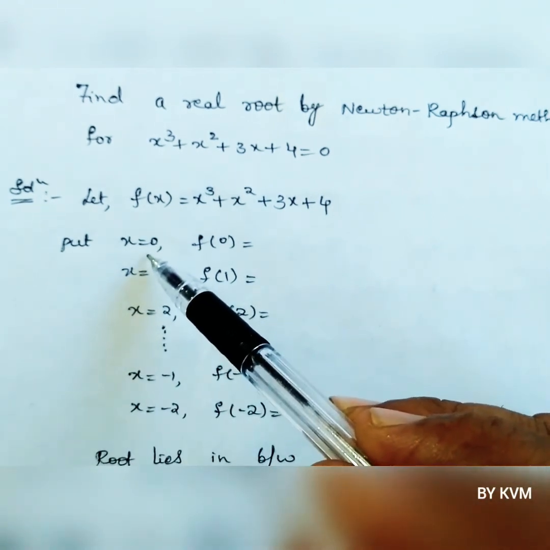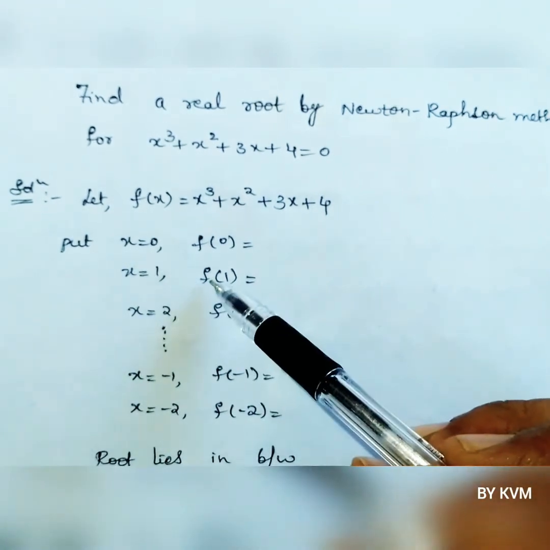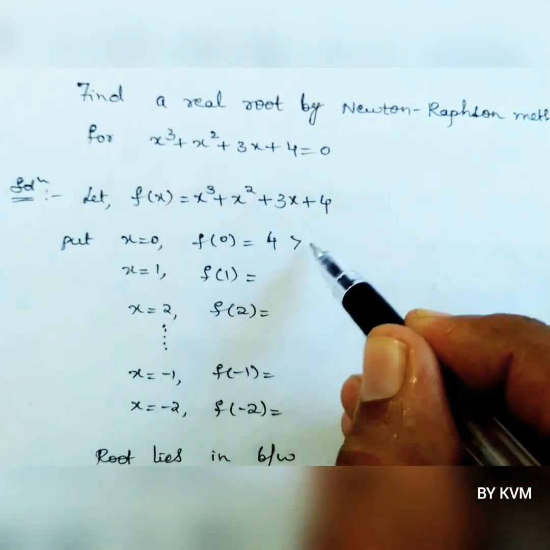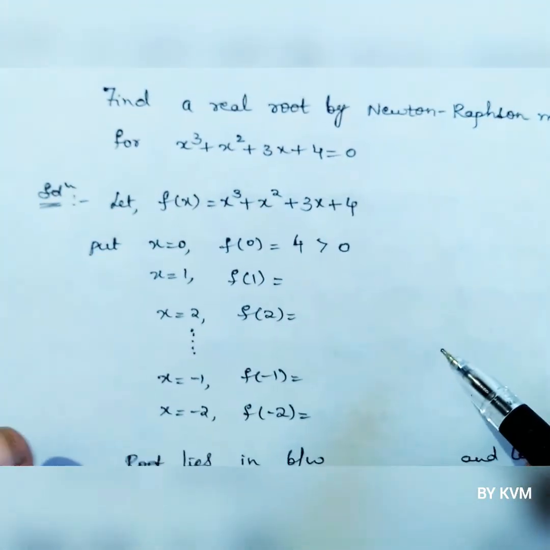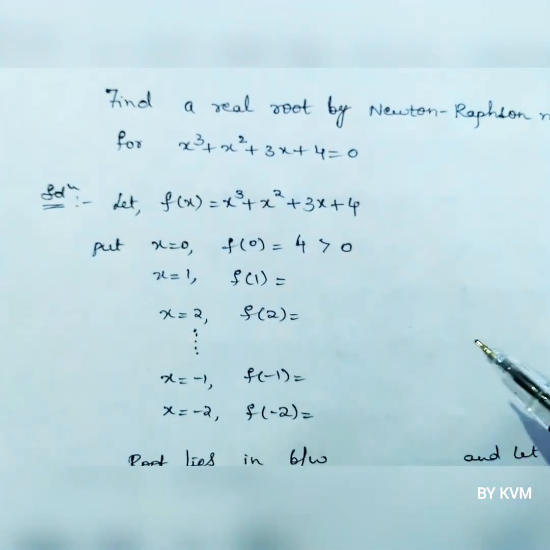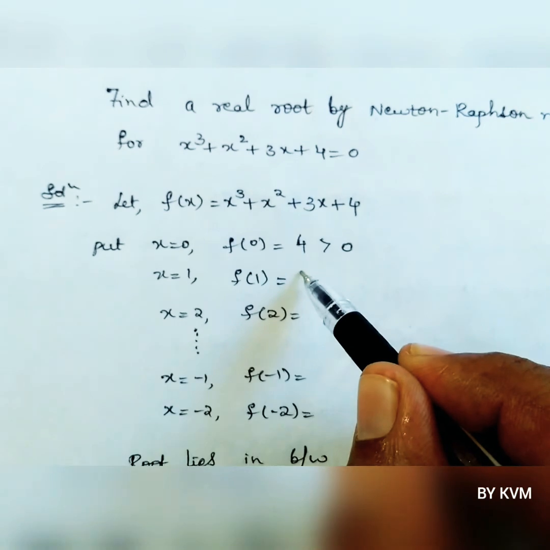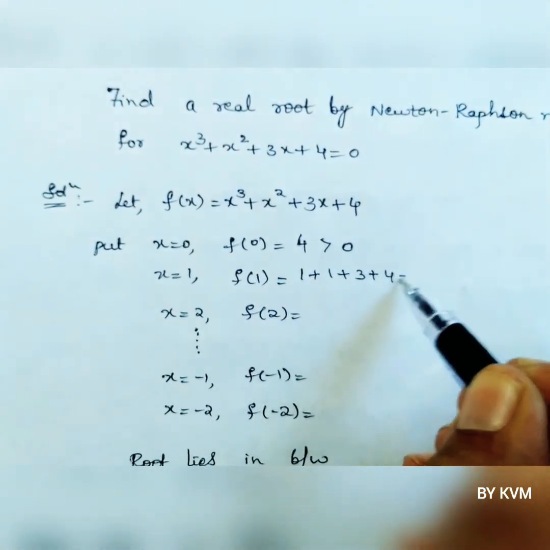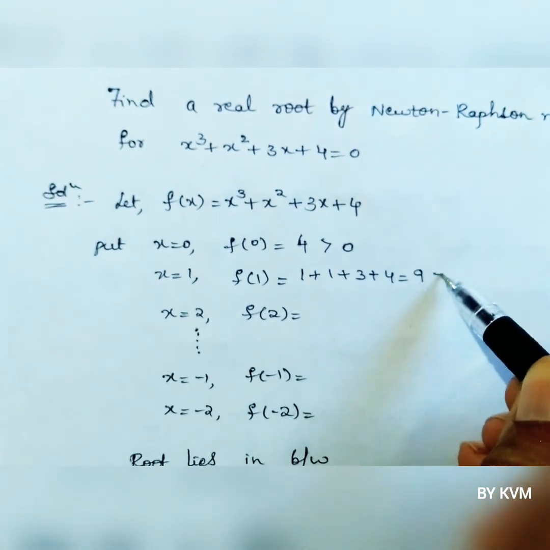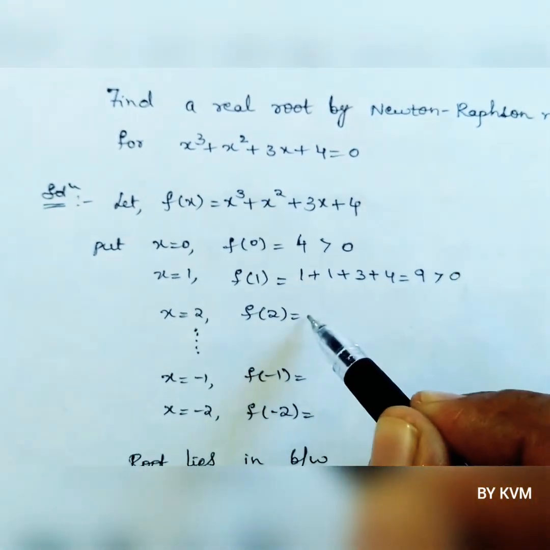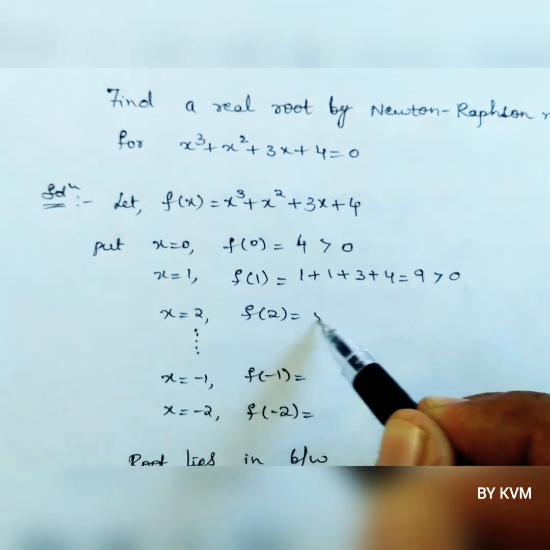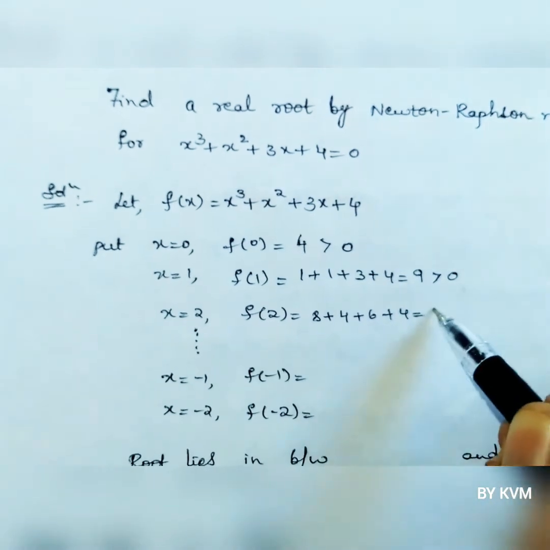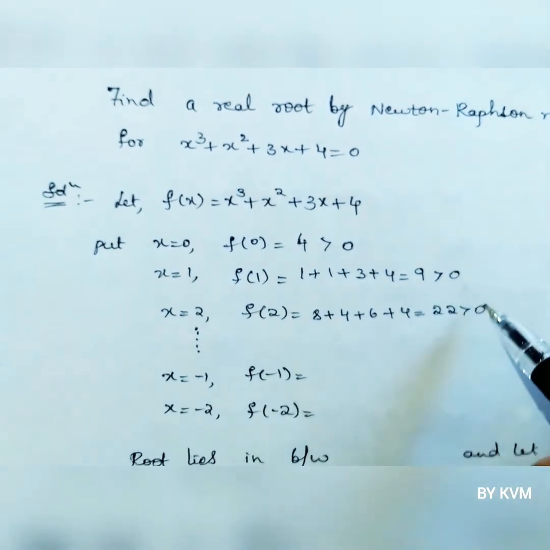So by inspection method, put x equals 0. So f of 0 is 4, which is greater than 0. Now put x equals 1. So f of 1 is 1 plus 1 plus 3 plus 4, which is equal to 9, greater than 0. And put x equals 2. f of 2 is 8 plus 4 plus 6 plus 4 equals 22, greater than 0.